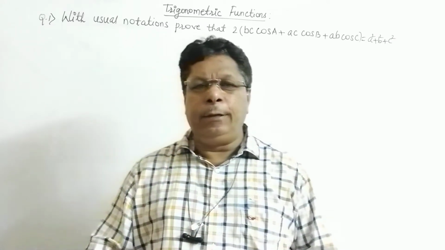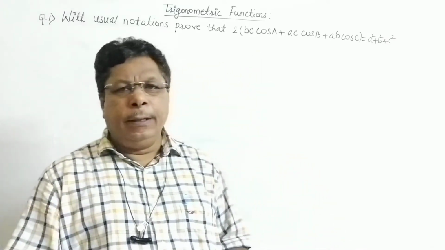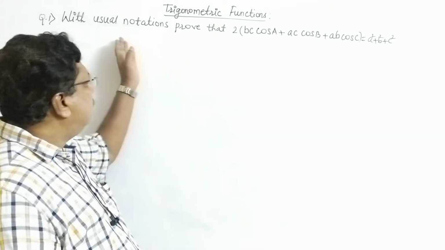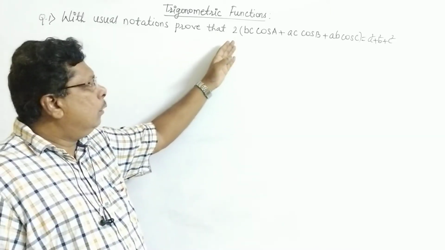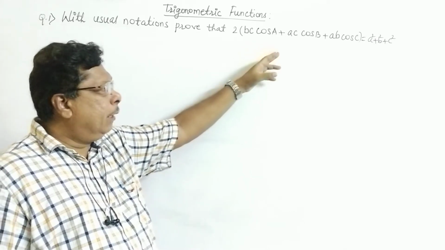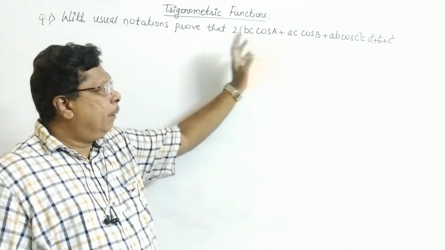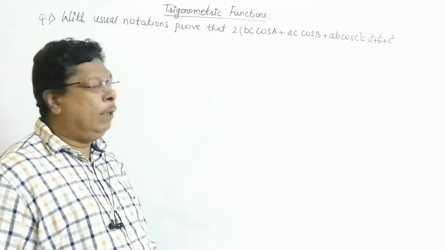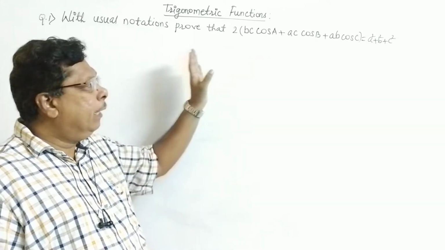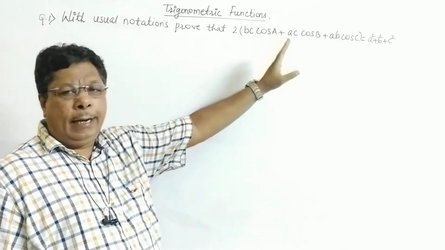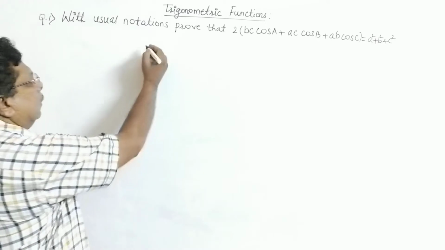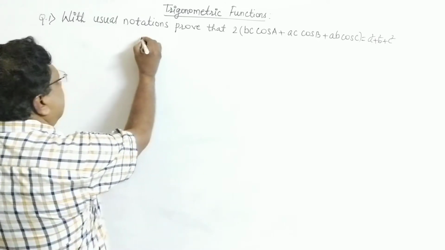Now see exercise 3.2. I have written the question here. With usual notations, prove that 2 in bracket BC cos A plus AC cos B plus AB cos C equals A square plus B square plus C square. Here we have to show that LHS is equal to RHS. So take LHS.